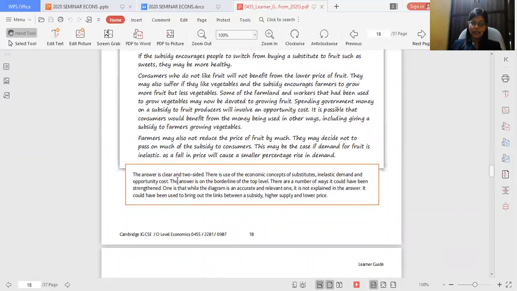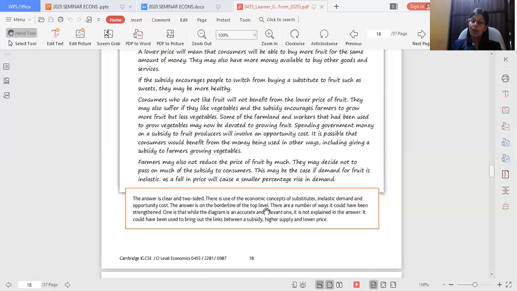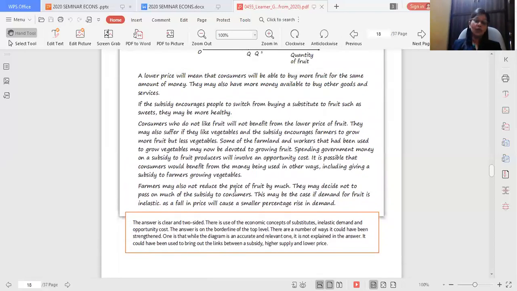The answer is clear and two-sided. Excellent. There's a use of the economic concepts of substitutes, inelastic demand and opportunity cost. The answer is on the borderline of the top level. There are a number of ways it could have been strengthened. One is that while the diagram is an accurate, relevant one, it is not explained in the answer. It could have been used to bring out the links between subsidy, higher supply, and lower price. So if you explain the diagram in depth, you will gain more marks. But the examiner says this is a good one. Right? So now you can really differentiate.